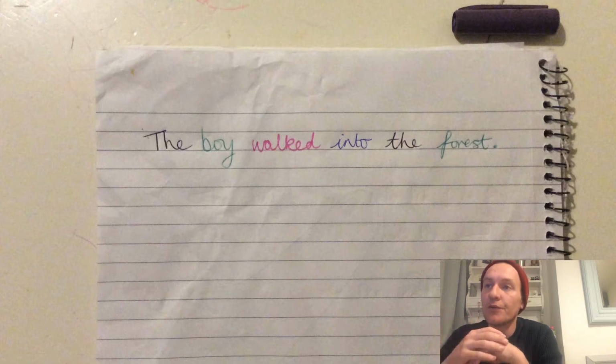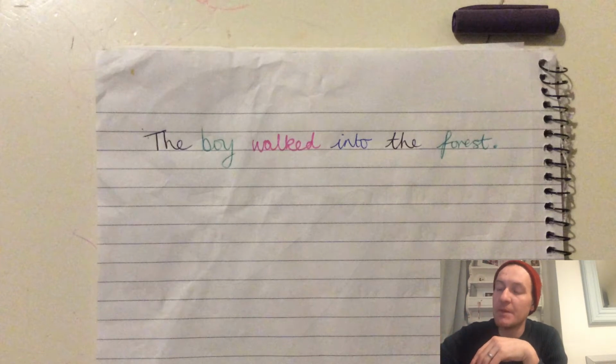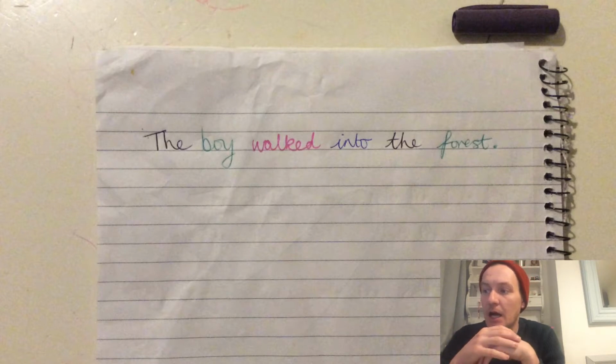Then you can see also that I've got walked in pink. So walked is a verb, and a verb is a word that describes doing something. It's an act or an event. So in this case, walking. So the boy walked. The verb, what he's doing, is walked.